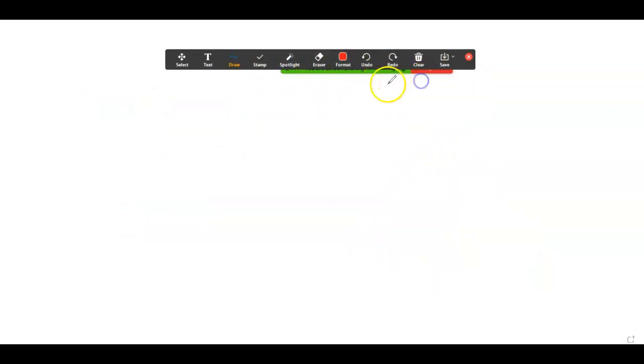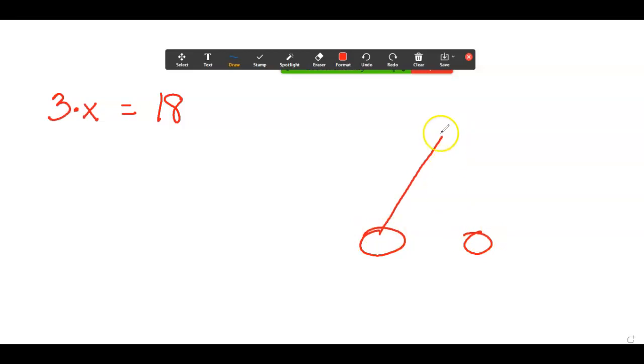Let me clear this. Okay? Let's say that this time I have 3x equals 18. Remember, 3x means 3 times x, right? So if I'm over here and I have my scale, which I know kind of doesn't look like a scale, but it's the closest thing I have. Okay, so here's my equal. So on this side, I have 1, 2, 3x.